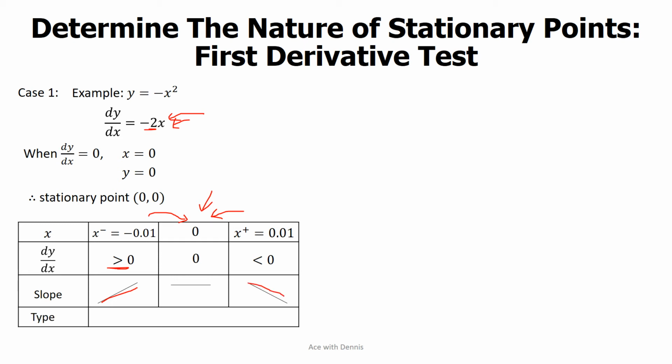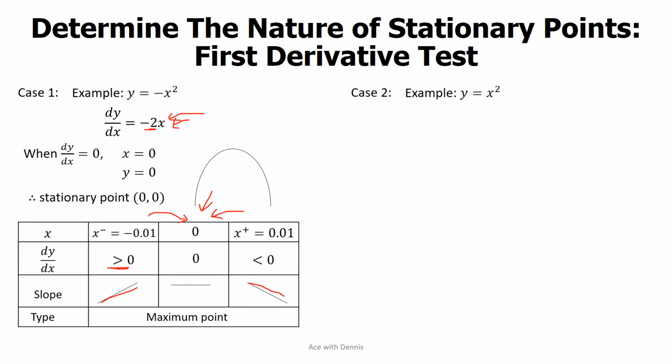So from here you can see that it is a sad face graph. I will always say that this is a sad face graph. So the type of the stationary point will be a maximum point. So this is case 1.